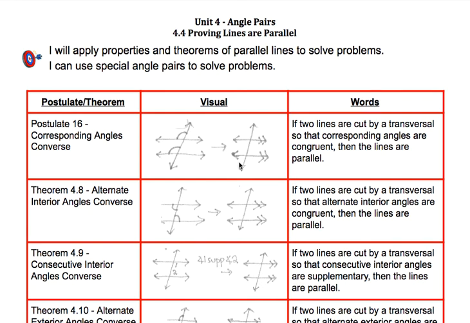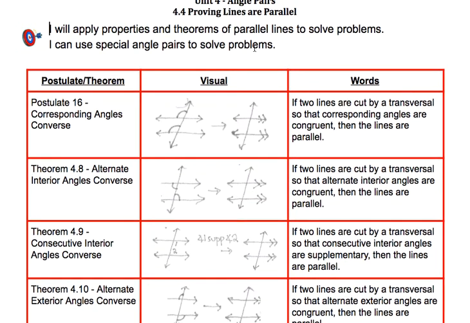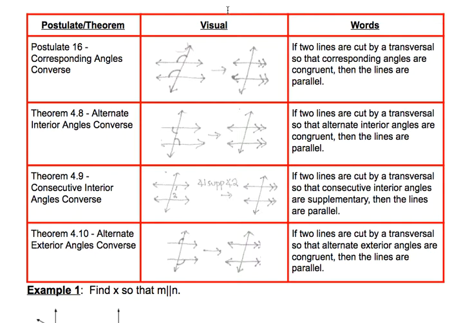In our previous lesson, we learned about all of our theorems about parallel lines cut by a transversal and all those angle pairs that are formed and the relationship between those angles. So today we're going to look at the opposite of that. We're going to prove that lines are parallel using those angles. So these are all converses. If we need to prove that lines are parallel, we're going to have to use the converse of these theorems.